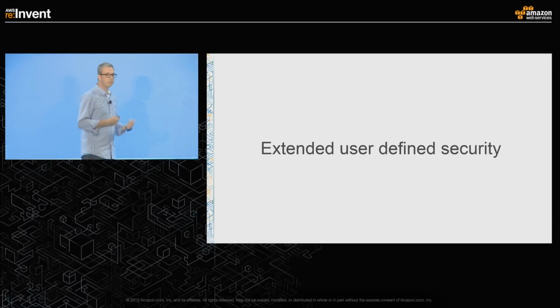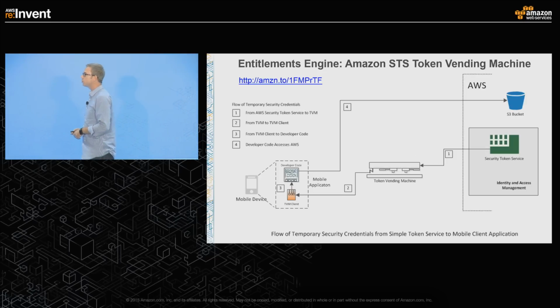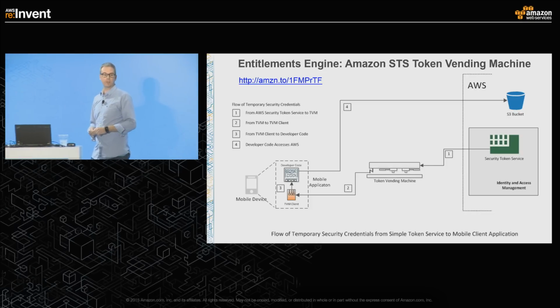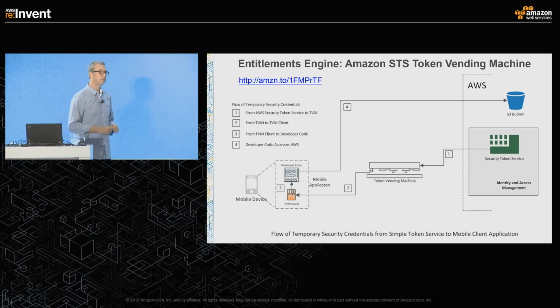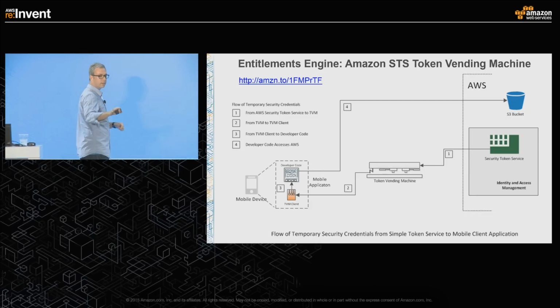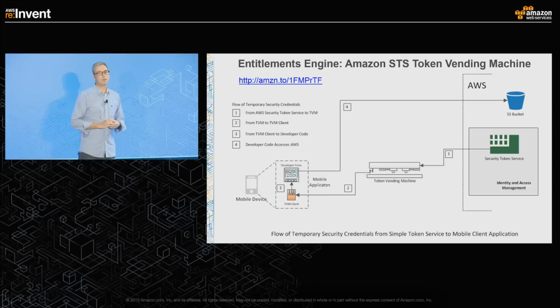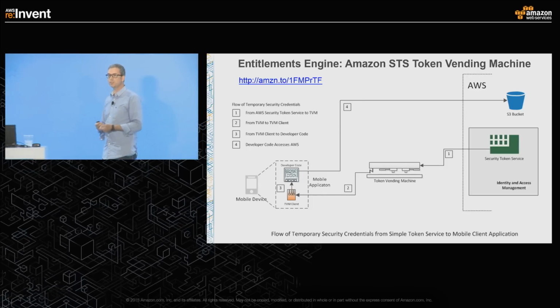But we do see cases where we need to extend that and build more user-defined security, taking advantage of things like our data classification policy. And this is where the idea of a token vending machine comes in. The token vending machine, and there's a link there for an implementation of a TVM that runs in Beanstalk, would allow you to implement new business rules for temporary access to your data lake.